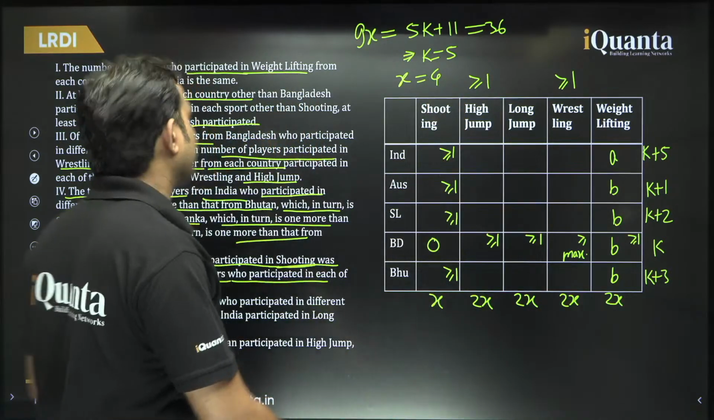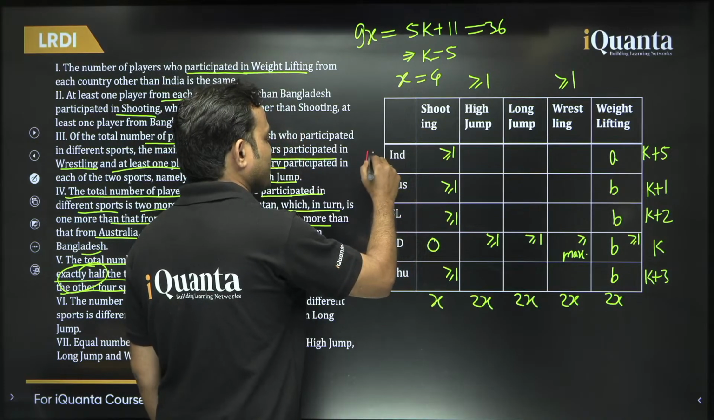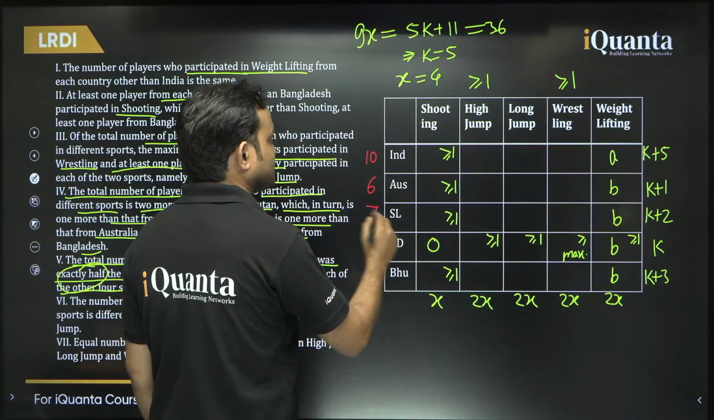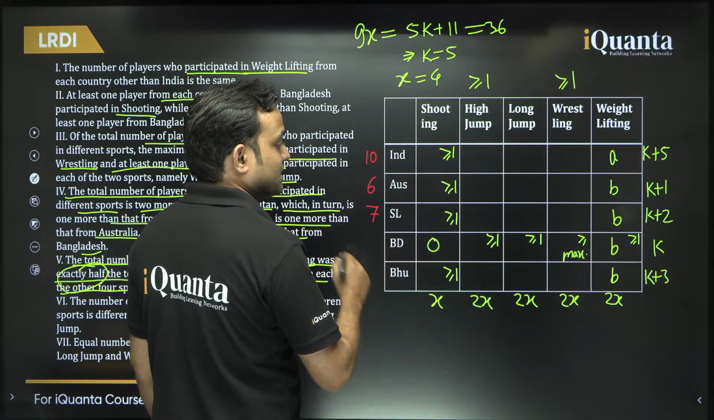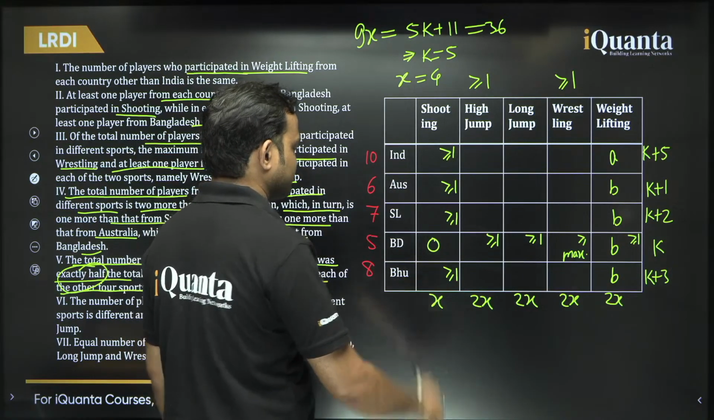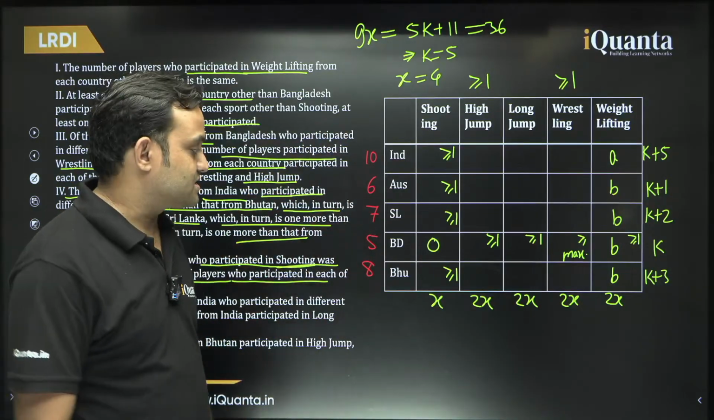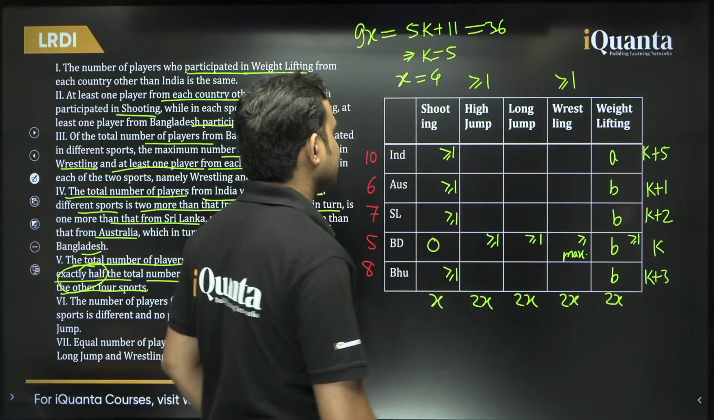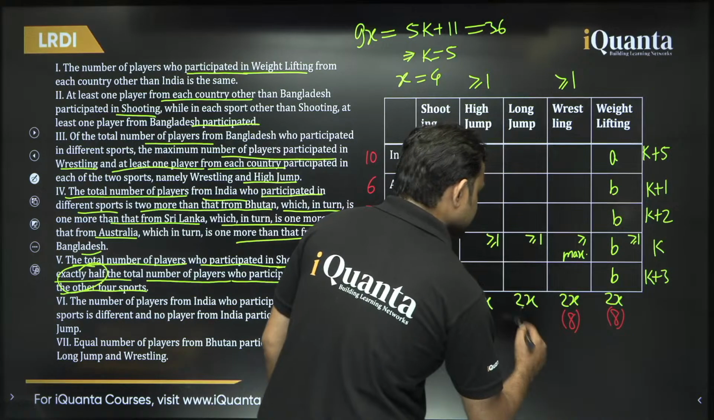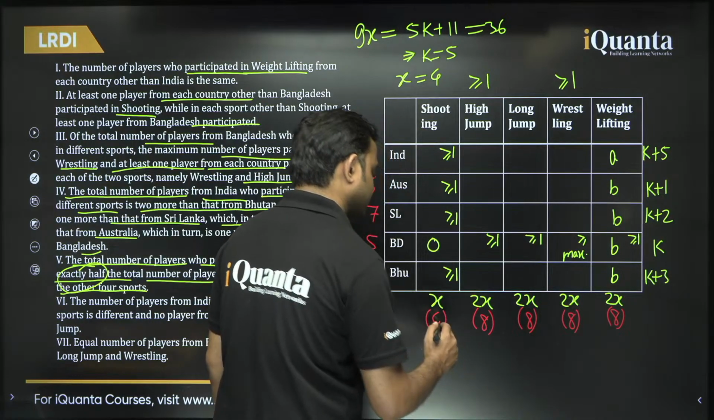So can I say the number of players from India is 10, which is the maximum. From Australia, it's 6. From Sri Lanka, 7. From Bangladesh, it's 5. From Bhutan, it's 5 plus 3, 8. Right? 13 plus 7, 20, 16, 36. And this value, x is 4. So the number of players who participated in each of these 4 sports will be 8, and here it will be 4.